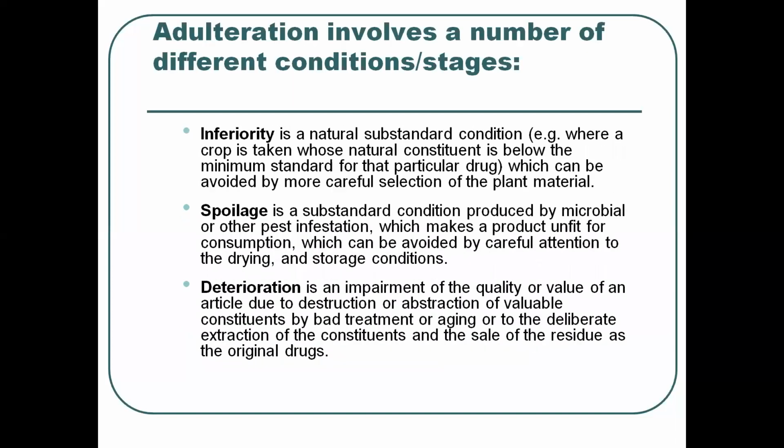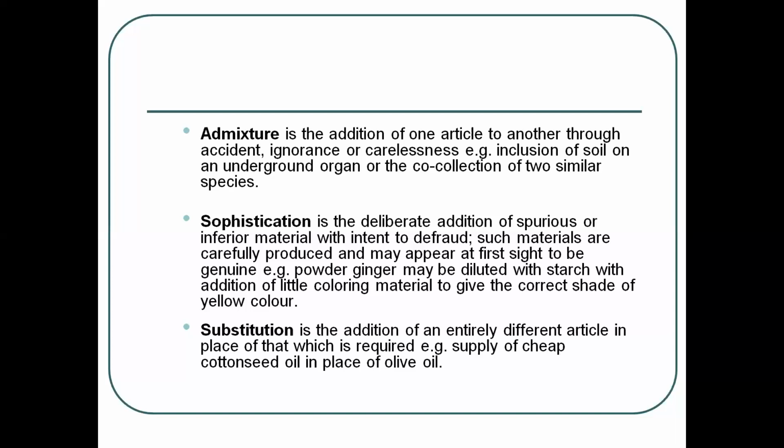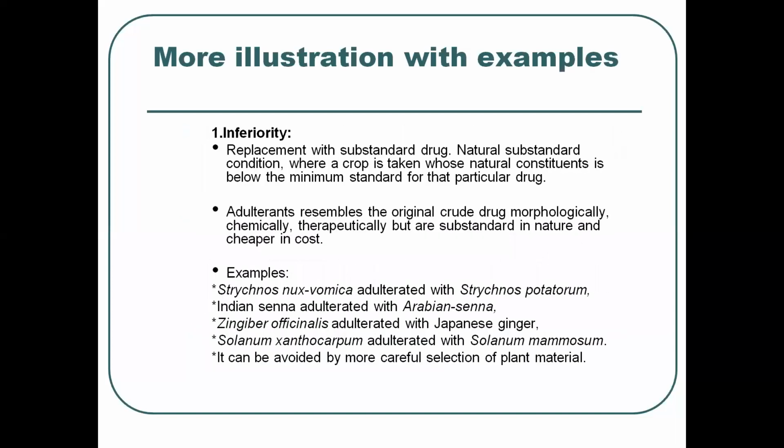So all these 6 stages of adulteration are: impurity, spoilage, deterioration, admixture, sophistication, and then substitution. And now we are discussing all these 6 stages in detail with examples. So the first one is inferiority. As we have discussed earlier, it means low quality or substandard drug. In this, there is a replacement with a substandard drug.